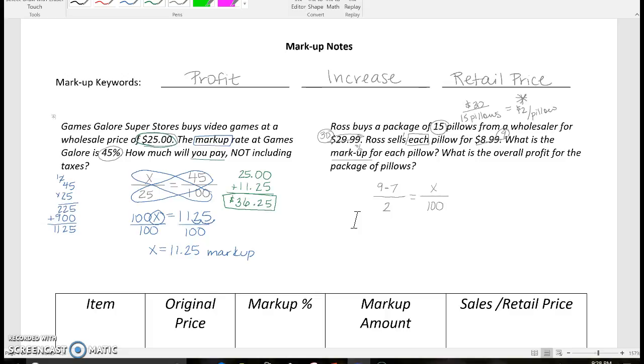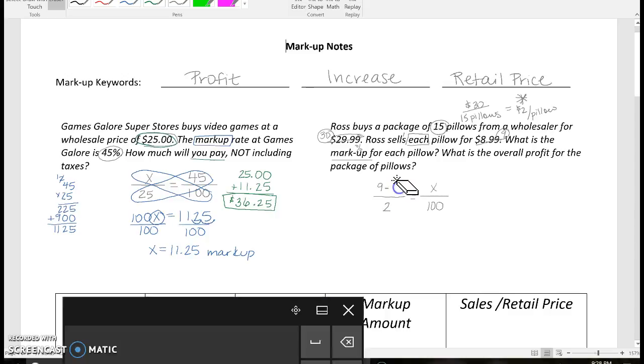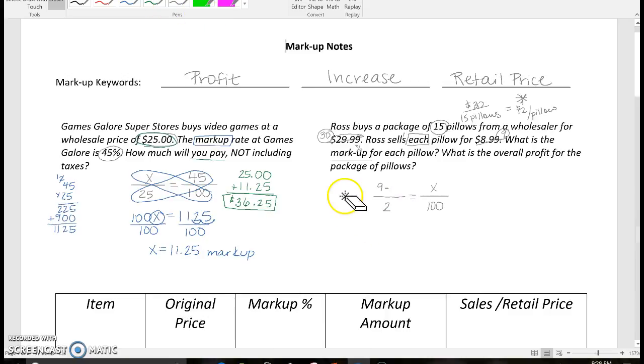Oh man, I am crazy tonight. Sorry. You're like, why did you put 7? Well, because I subtracted and I wrote the wrong number. Sorry. So 9 minus 2, right? One pillow is $2. Now they're selling it for $9. 9 minus 2 is 7.